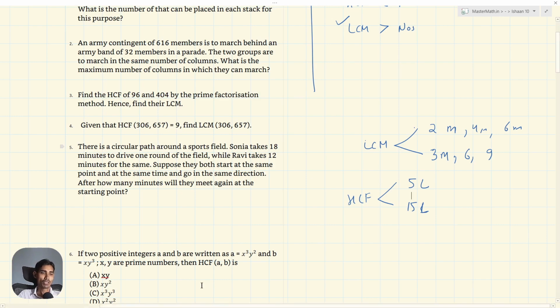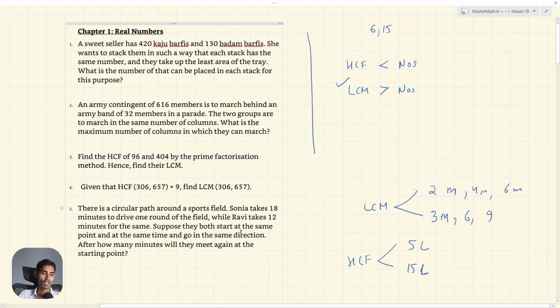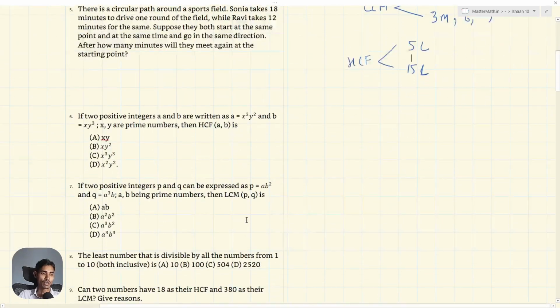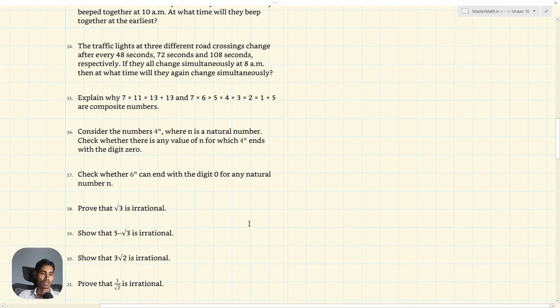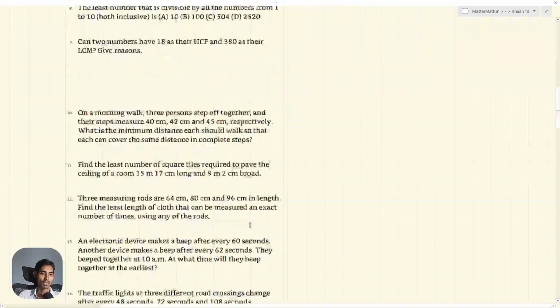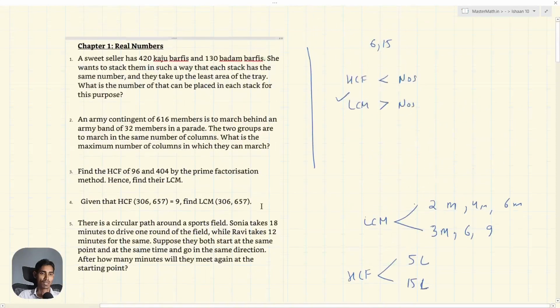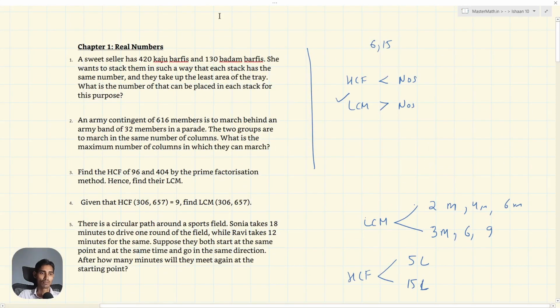All right. Now based on these things, we'll try a few questions. There are really good questions that have come in boards a lot of times. So let's start. First one, just read the question and think what should be done.